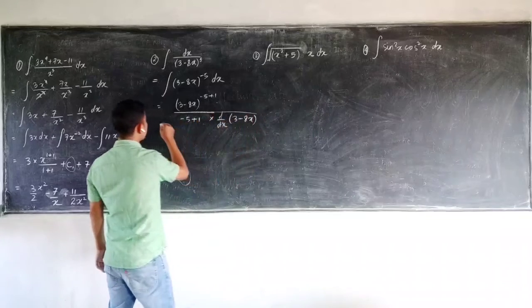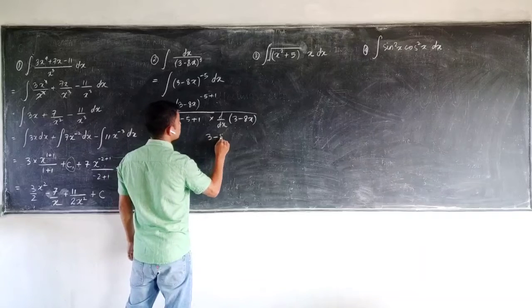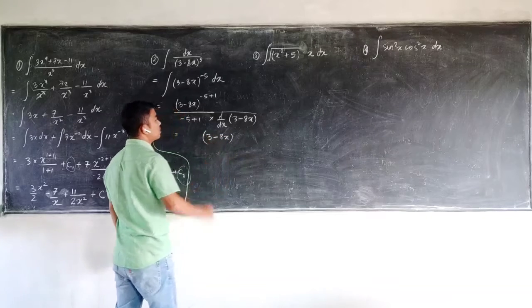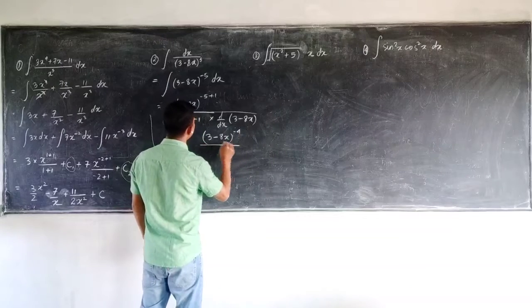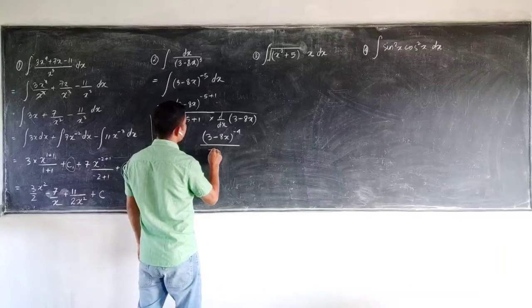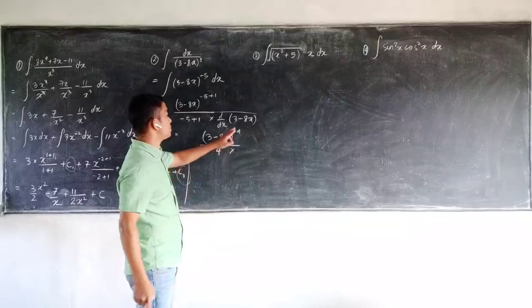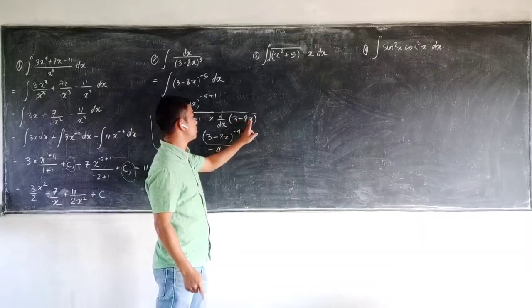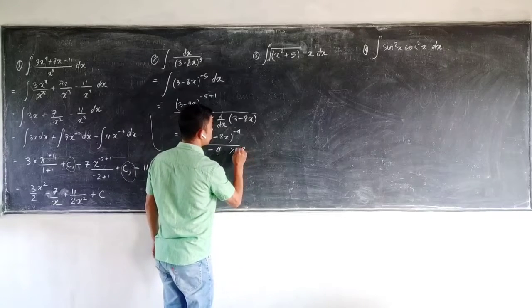So finally I'll get this as equal to (3 minus 8x) to the power minus 4 divided by, here in the denominator I get minus 4 into the differentiation of 3 minus 8x: the differentiation of 3 is 0 and the differentiation of 8x will be minus 8.